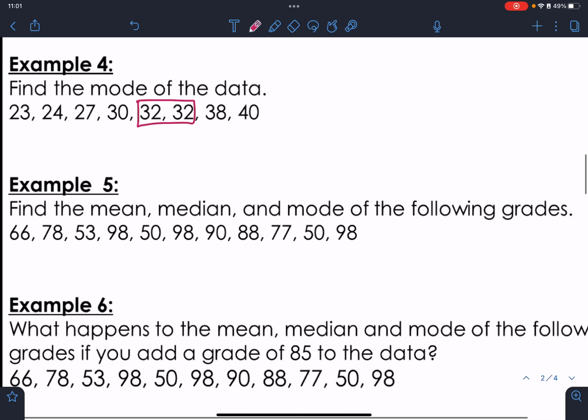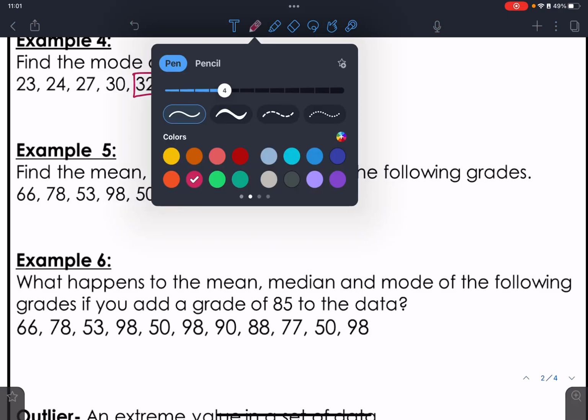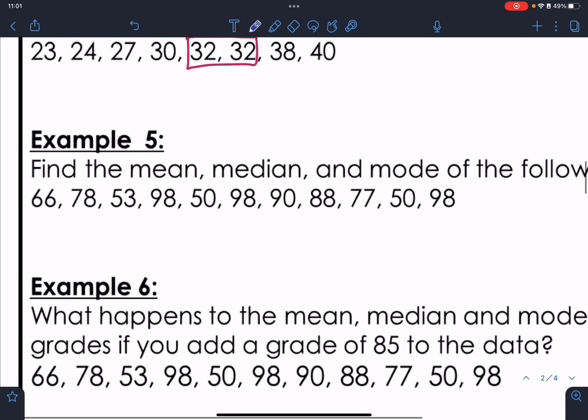Okay, so example 5 here is going to have us find the mean, median, mode of the following grades. I guess we're just saying grade of a test, okay? So then we can, that's it. Just find the mean, median, mode. So you may want to write small, yes.